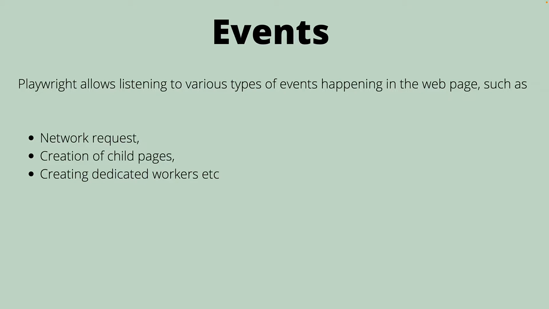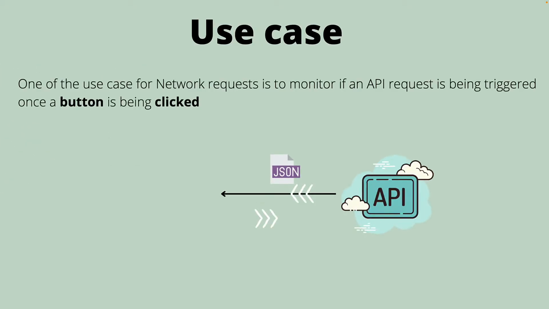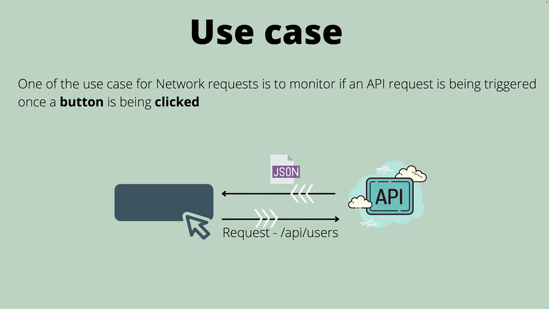And one of the use cases for the network event is this. For example, if you are going to be clicking a button on one of the pages, and if you wanted to see what the request being sent to the API is and what the response coming back from the API is, as the data that we are going to be using within our application, we can verify that using the network interception operation or the network event operation in Playwright.